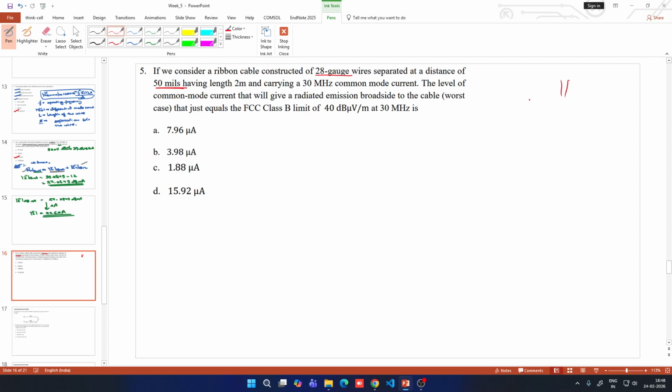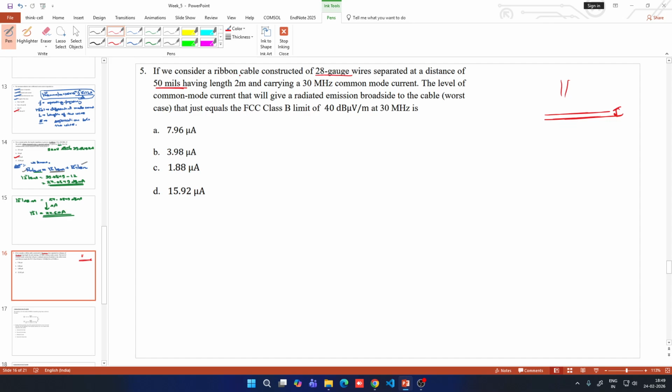So it's a two wire cable, like a two wire transmission line, we can think of it in those terms. And the separation distance is given as 50 mils. 50 mils is around 0.016 inches. I'm not sure of that. So first we will convert and then we will.